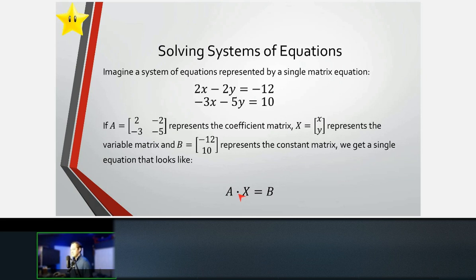So this is the setup for every problem that we do when we solve a system of equations by using the inverse method. Matrix A times matrix X equals matrix B. And don't forget, matrix A is the coefficient matrix. Matrix B is the constant matrix. Matrix X is the variable matrix.